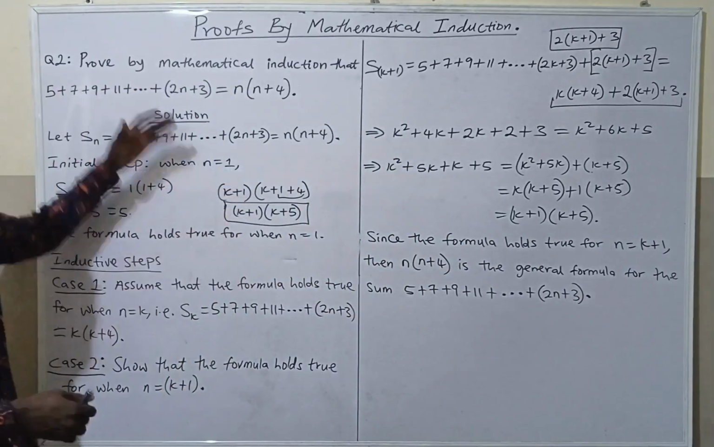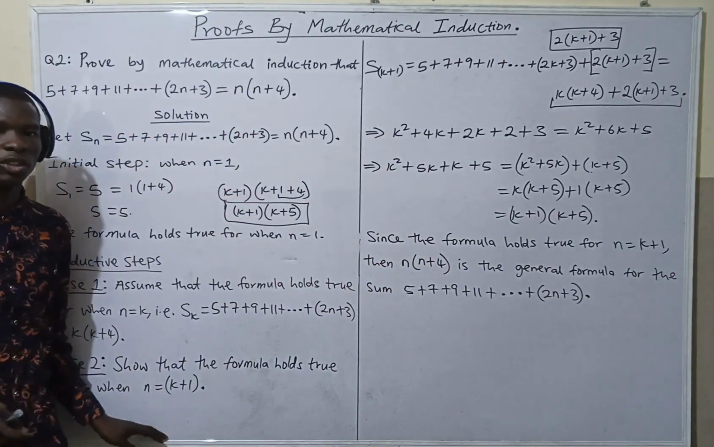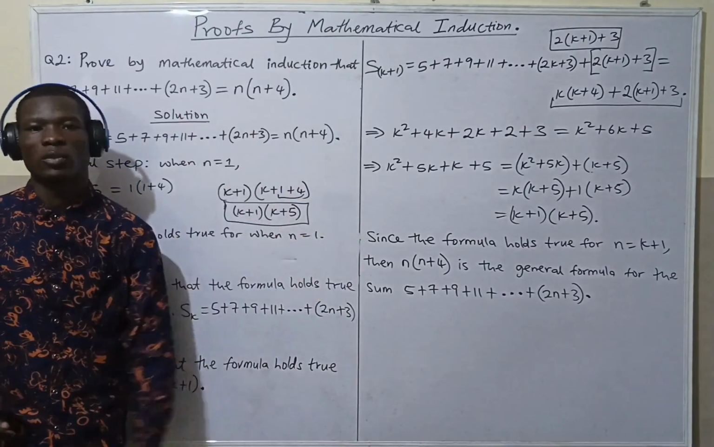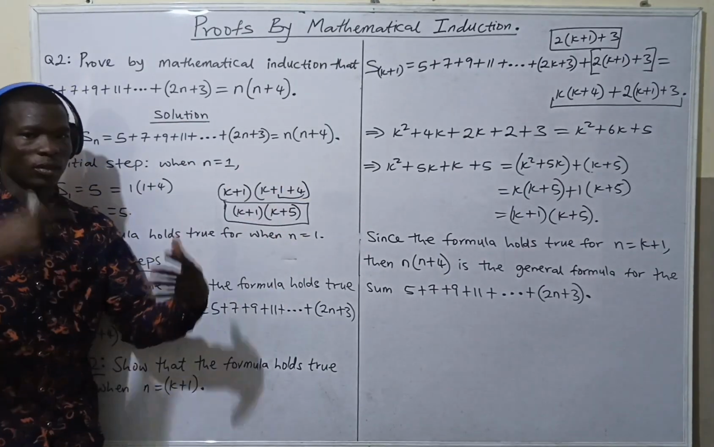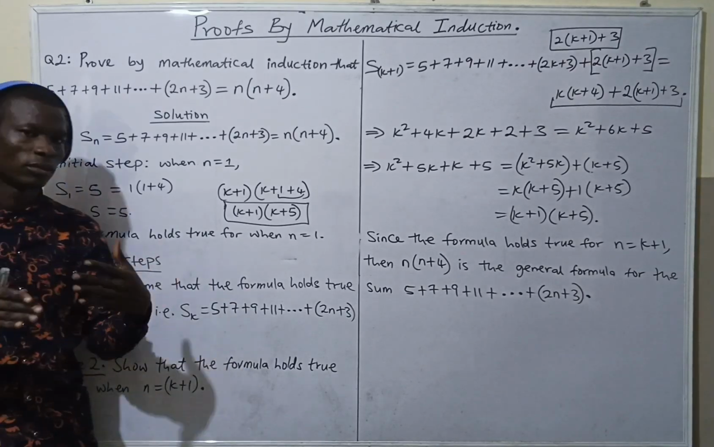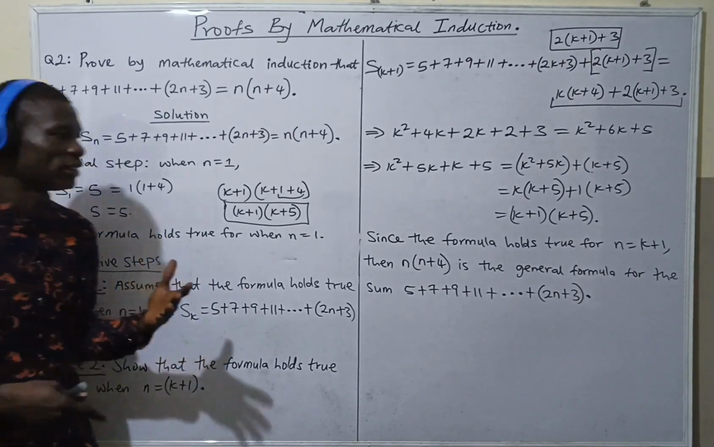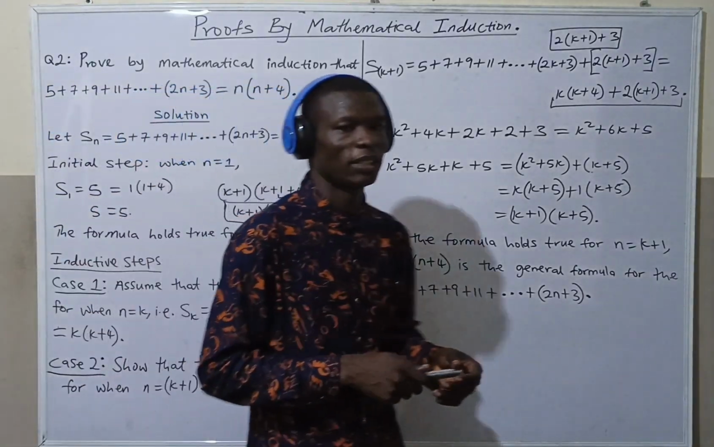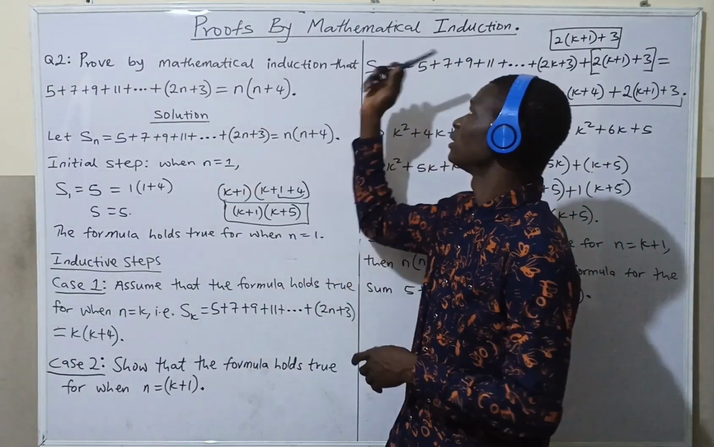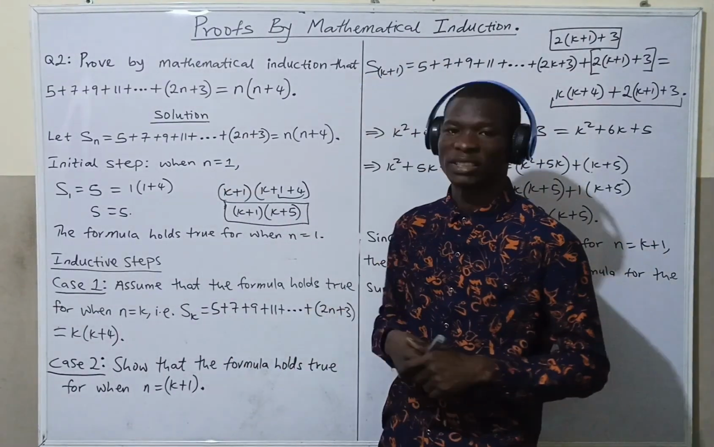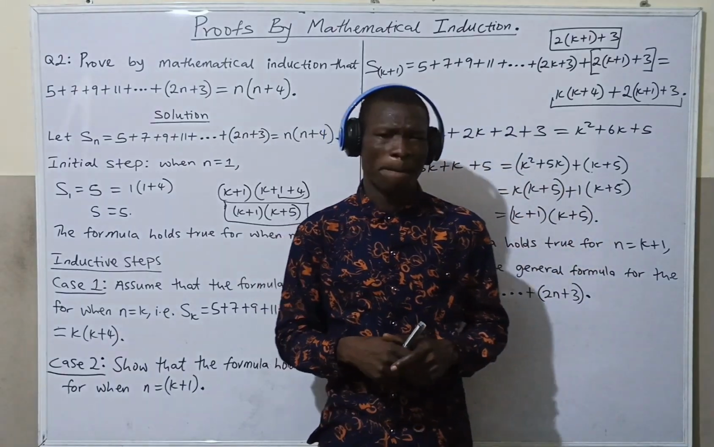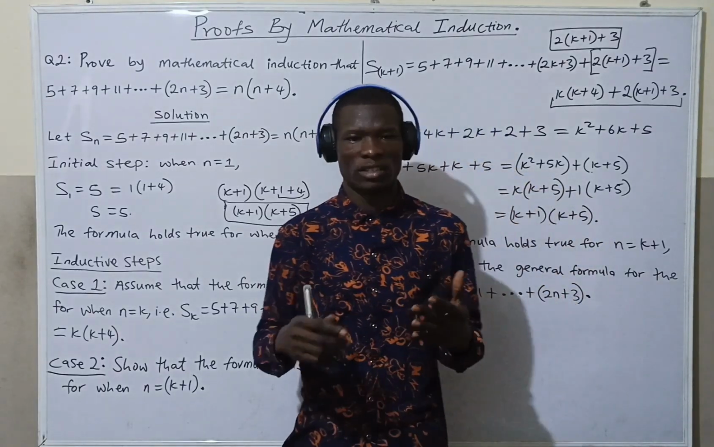So you can see this one is much shorter than question number 1. Why? Because there is not as much explanation to this one like we did for number 1. I had to do that for number 1 so that you can get the basic understanding of this particular concept. Okay, so these are the method of proof by mathematical induction.